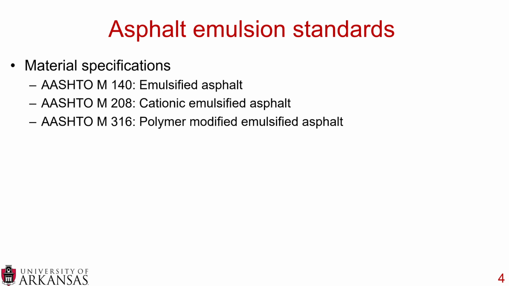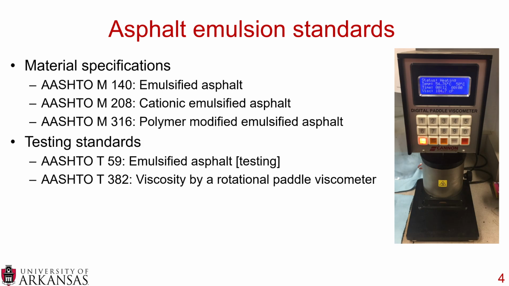Now there are a couple of asphalt emulsion standards that are important, and I'd recommend you get your hands on these if you have the opportunity. For material specifications, you have AASHTO M140, which is for emulsified asphalt, M208, which is specifically for cationic emulsified asphalt, and M316, which is for polymer modified emulsified asphalt. There are various testing standards as well. T59 is the main one. This is emulsified asphalt, and it revolves around the testing of emulsified asphalt.